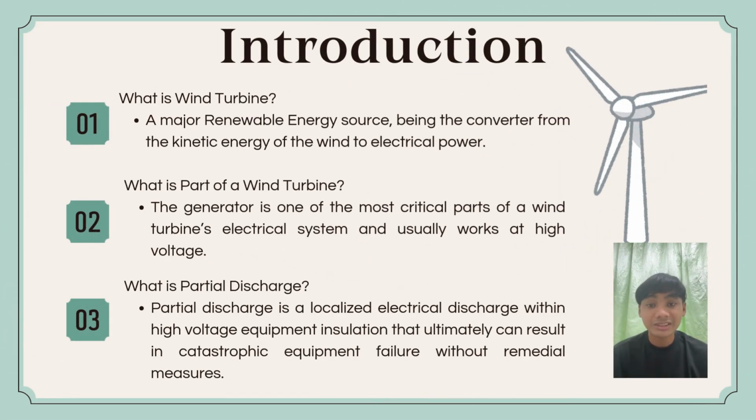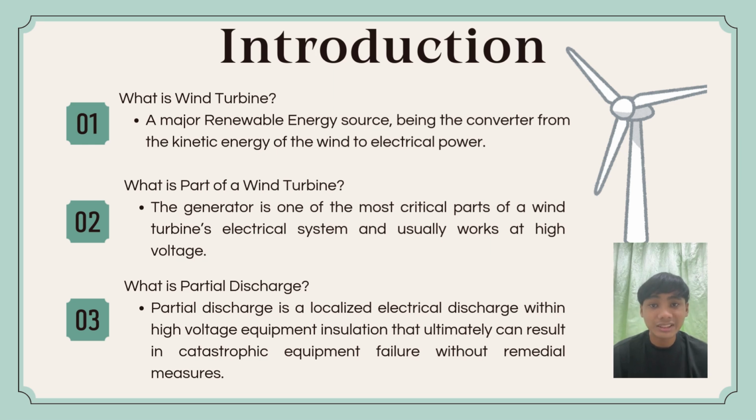So, what is a wind turbine? A wind turbine is a major renewable energy source, being the converter from the kinetic energy of the wind to electrical power. What is part of a wind turbine? The generator is one of the most critical parts of a wind turbine electrical system and usually works at high voltage.